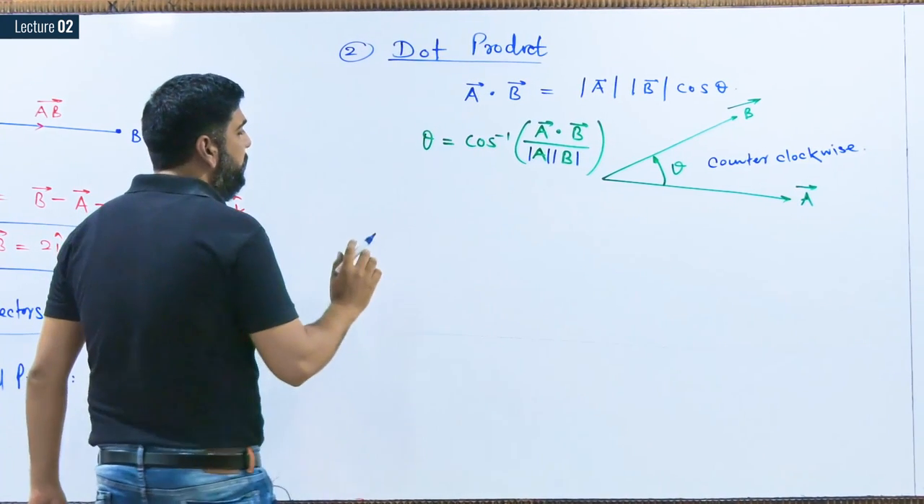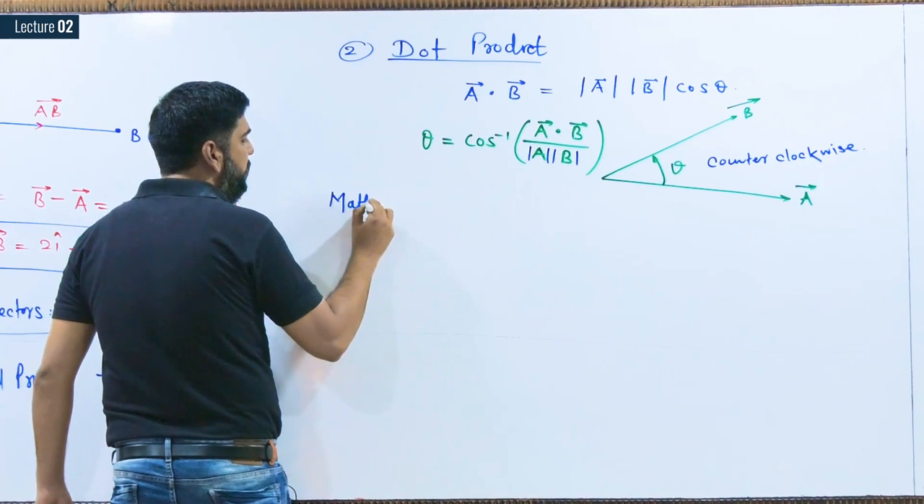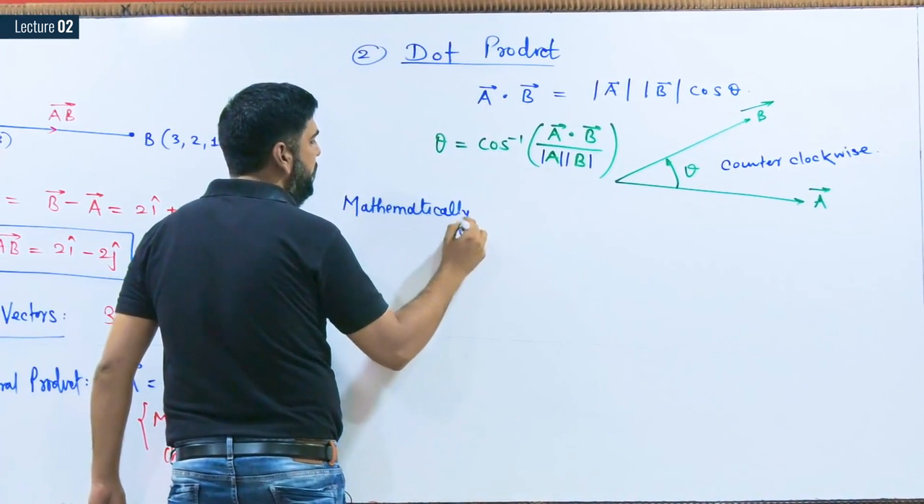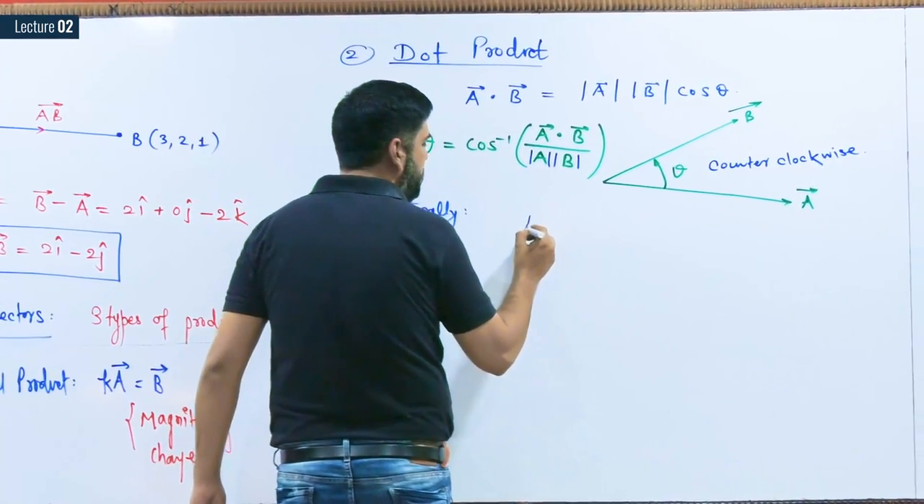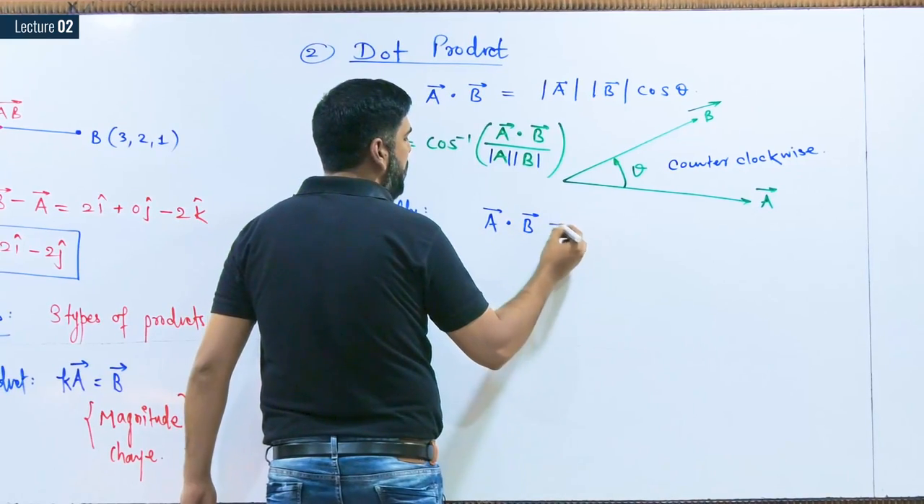Now if I am having it mathematically, so what can we have mathematically, I am writing, let us suppose I am having the vector a and dot vector b in the form of i, j and k.